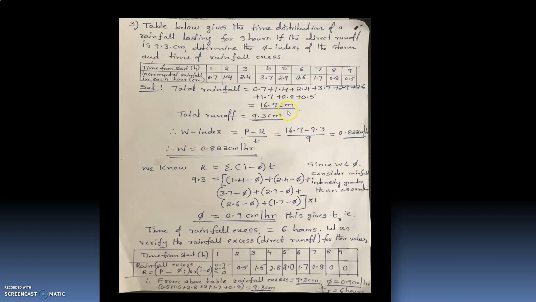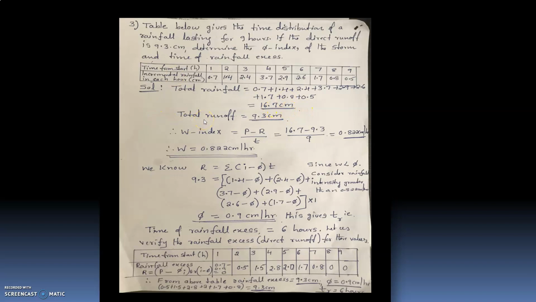Now here I have not multiplied by 30 divided by 60. Why? Because this intensity of rainfall is given in hour only, so no need to convert into hour. If it is in terms of minutes, you have to convert into hour divided by 60, but here this is in hour, so directly whatever the value you will get, that is equal to 16.7 centimeter.